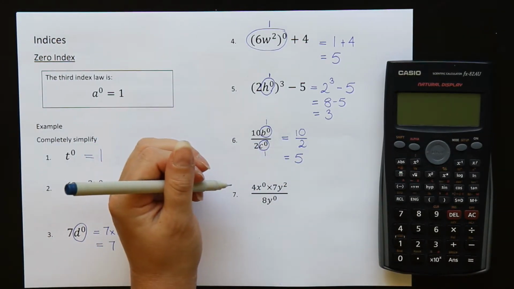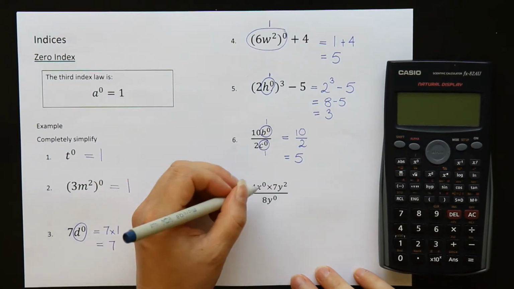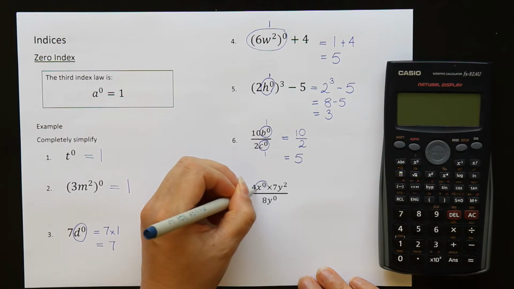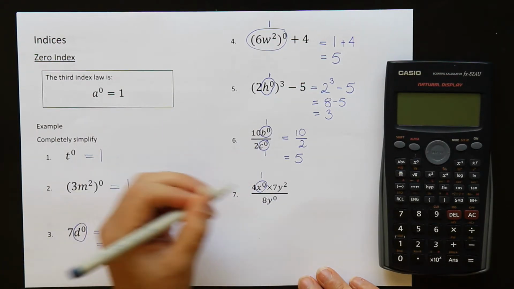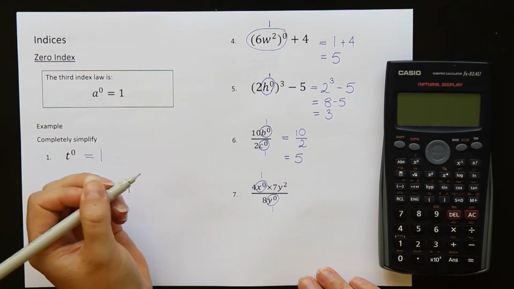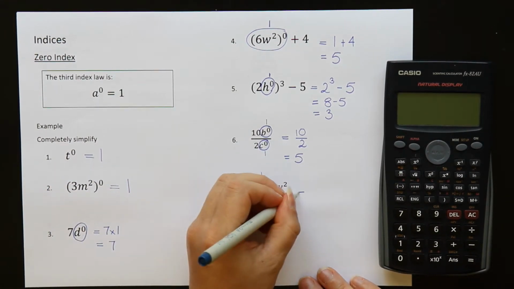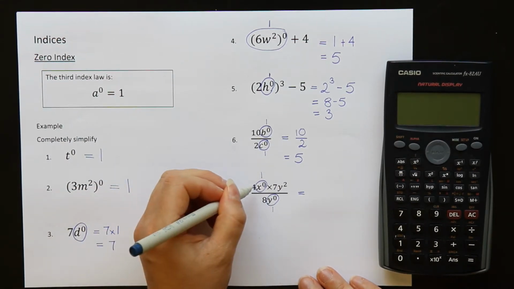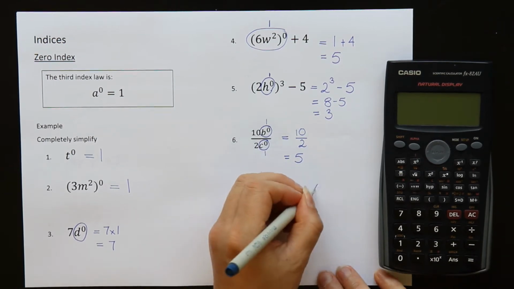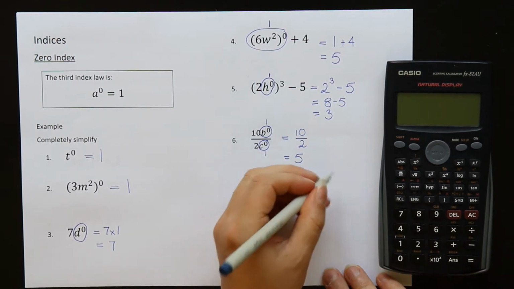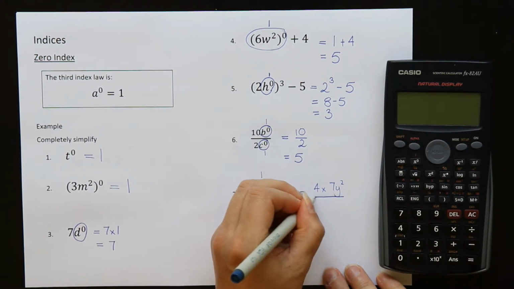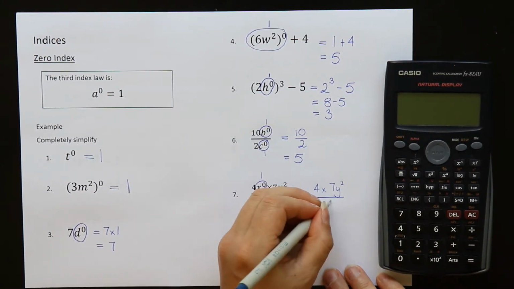Alright, question 7. Looking for that power of 0, here is x to the power of 0, so that is equal to 1. And y to the power of 0, that is equal to 1. But everything else needs to stay there. So I have 4 times 1, so it's 4, times by 7y squared over 8 times 1, which is 8.